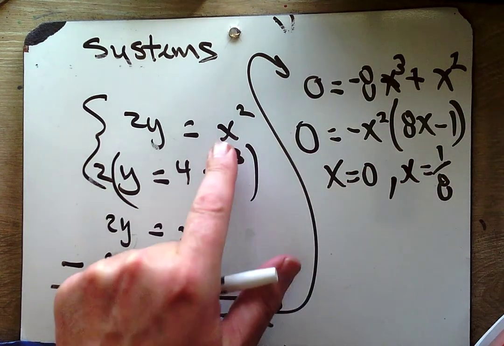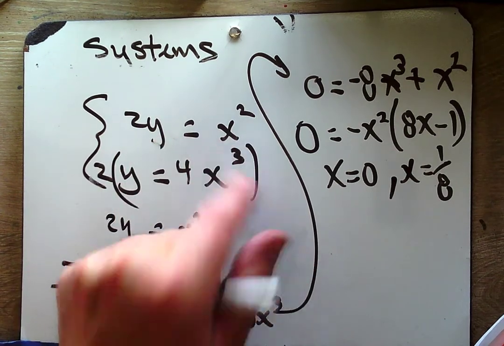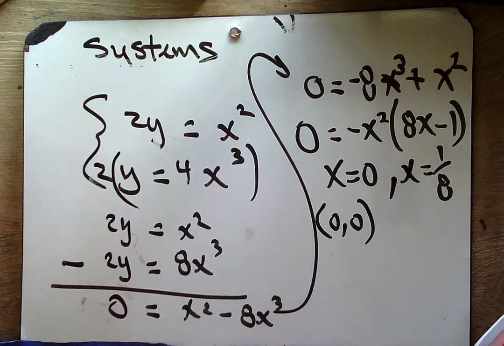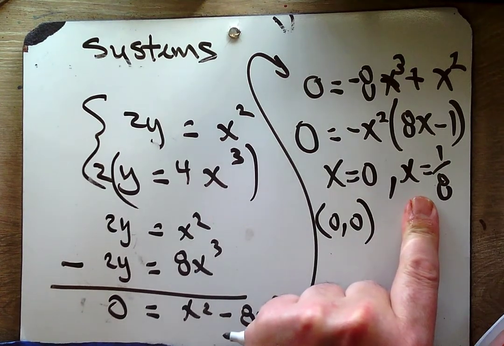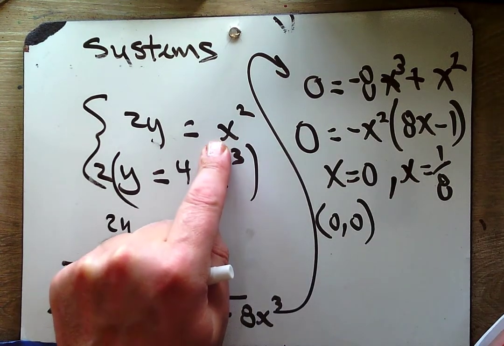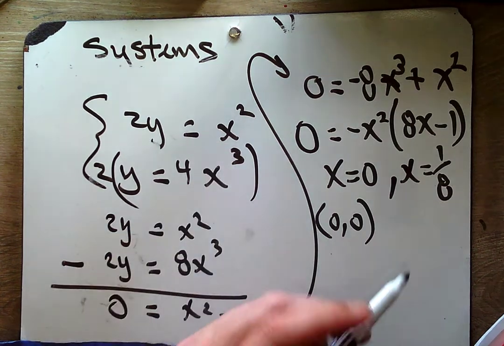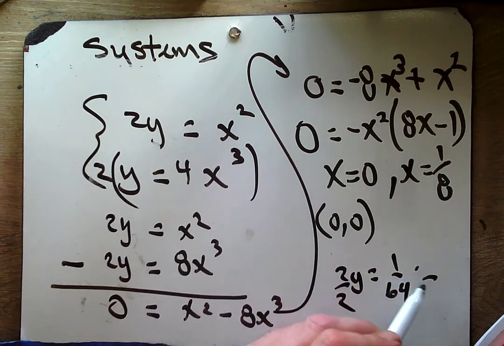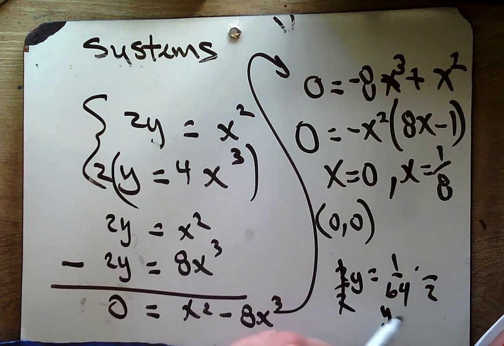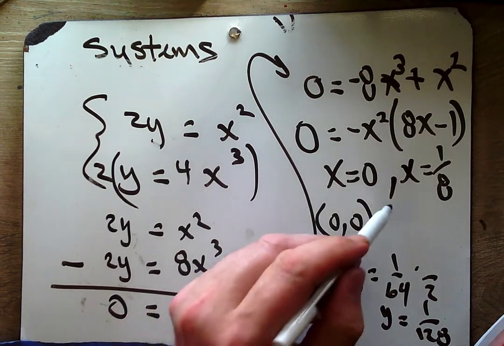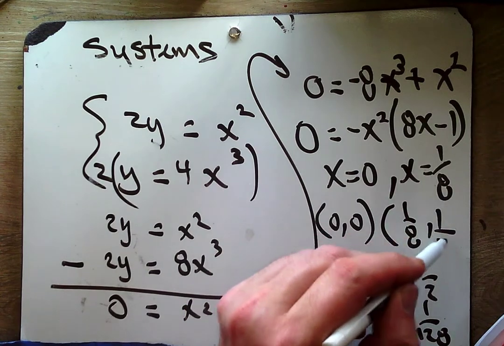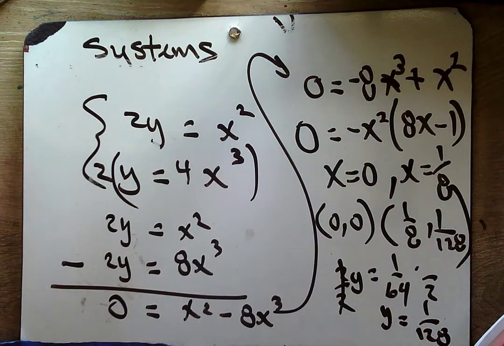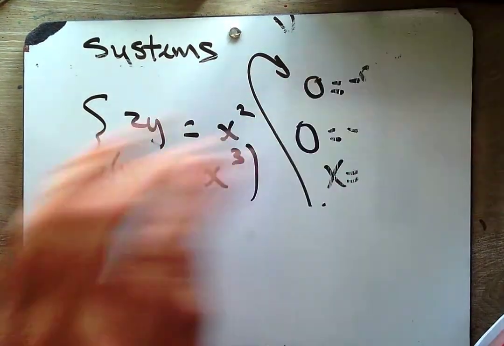If I take this 0 and plug it in there, 2y equals 0, so y must be 0. So we're passing through the origin. And then over here, if I take my 1/8 and plug it in there, 1/8 times 1/8 is 1/64. So 2y equals 1 over 64. But I still have to divide everywhere by 2. And so I'm going to get y equals 1 over 128. So (1/8, 1/128). Ta-da! There we go. You can use elimination here, but I suspect most people did substitution.